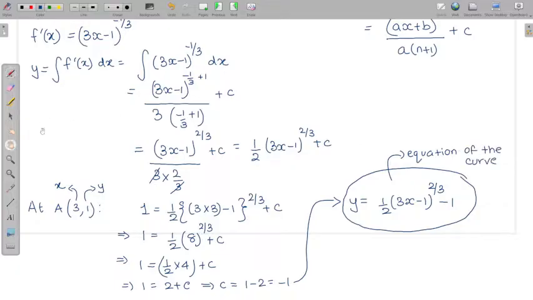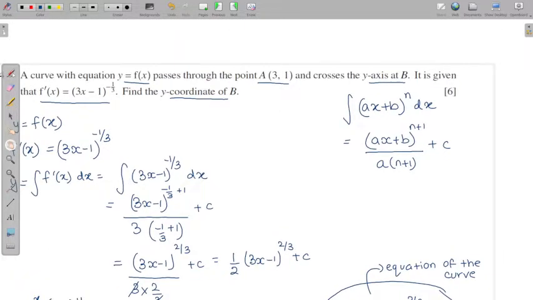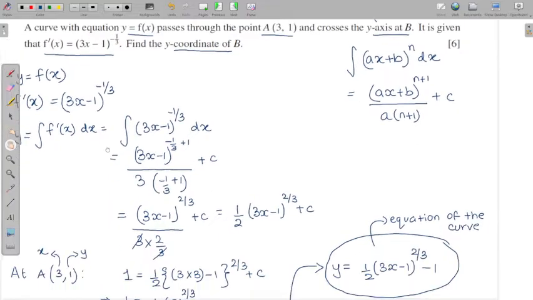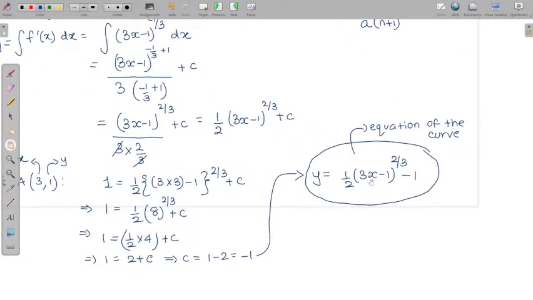So next what they're saying is the curve crosses the y-axis at B. So what is the equation for the y-axis? It is x equals 0. So to get the y-coordinate of B, we can just substitute the value of x.